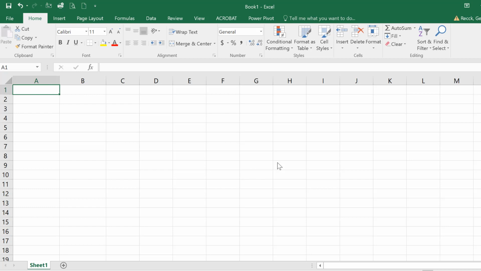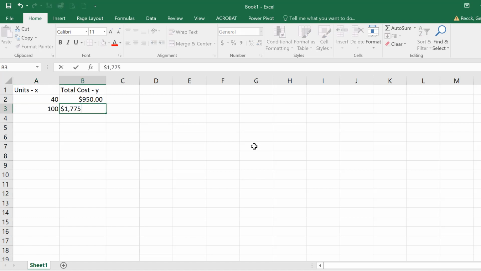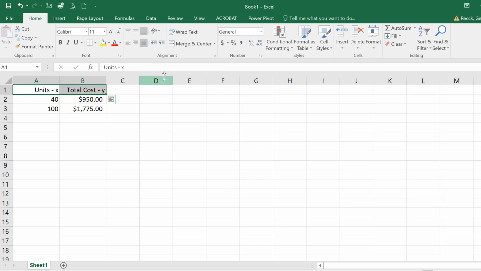So what we are going to do is take 2 points from data that we might have collected. The first one is going to be the number of units, which is X. And the second is total cost, which will be our Y coordinate. At 40 units, our total cost is $950. At 100 units, our total cost is $1,775. I'm going to right justify the titles for clarity.